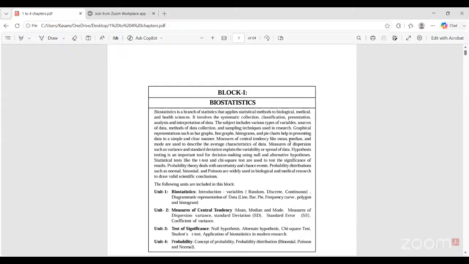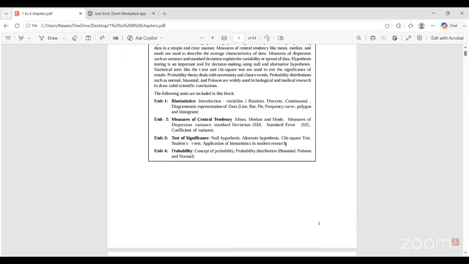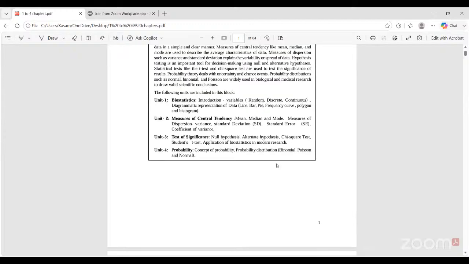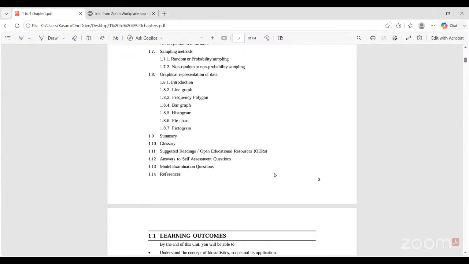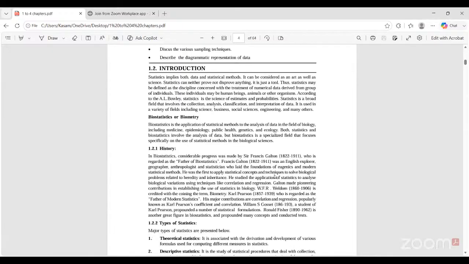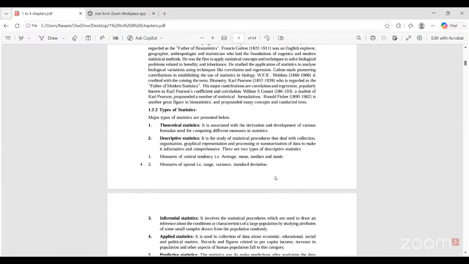The Student's t-test and applications of biostatistics we can learn. The concept of probability and probability distributions, binomial and Poisson, we can learn in this unit. So I'm not going into the history.